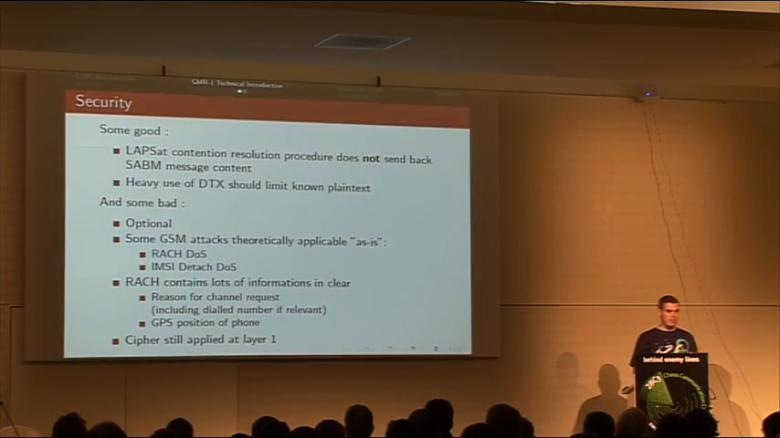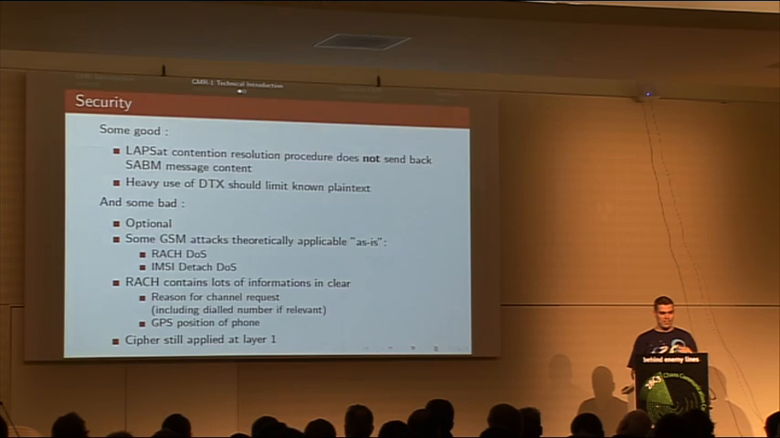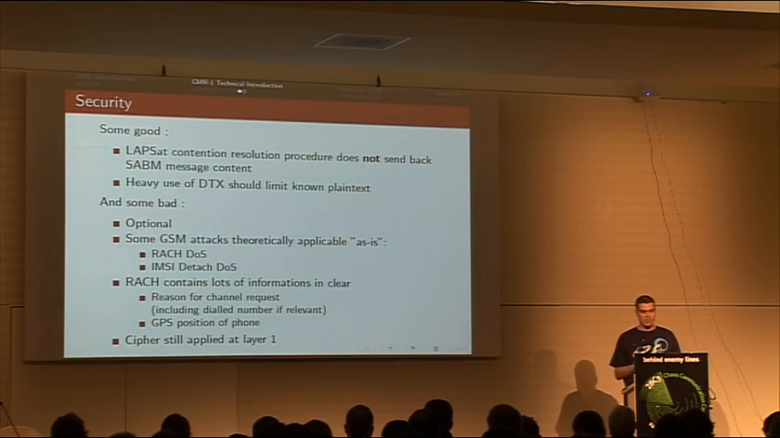Another feature is that DTX, discontinuous transmission, is heavily used in GMR. As I previously said, power consumption of the satellite is pretty important, and so when the satellite has nothing to say, it does not say anything. Contrary to GSM, where on a control channel, if the base station didn't have anything to say, it would just send an empty frame that is completely known and would provide lots and lots of known plaintext for an attacker. In GMR, this is not the case. If the satellite has nothing to say, it would just say nothing. And so you don't have as much plaintext as you would have in GSM.